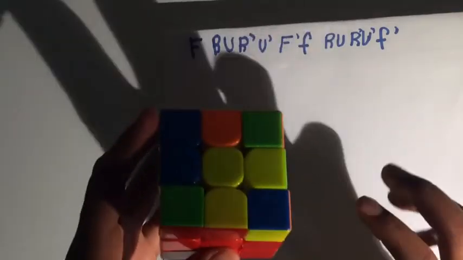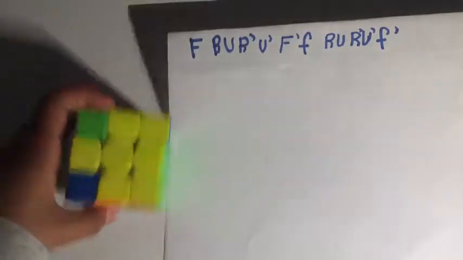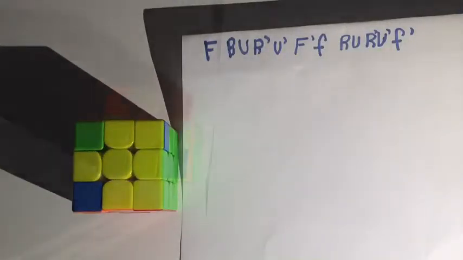The last case you can get is called a dot, and you have no edges oriented, and there's just a dot which is the yellow center in the middle. So the algorithm for this case is the algorithm of the two other cases combined. So you first do the algorithm for the first case, F, R, U, R prime, U prime, F prime. Then you do the algorithm for the second case, wide F, R, U, R prime, U prime, wide F prime. See, we have the cross.